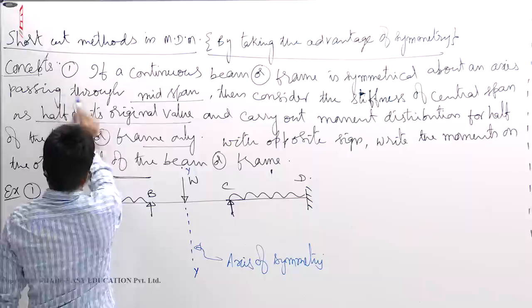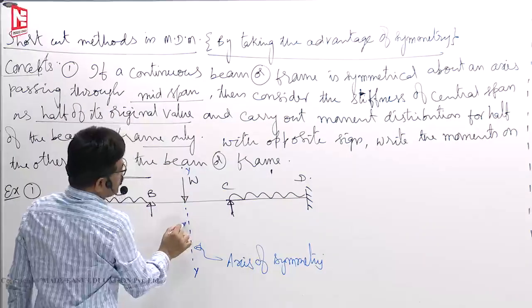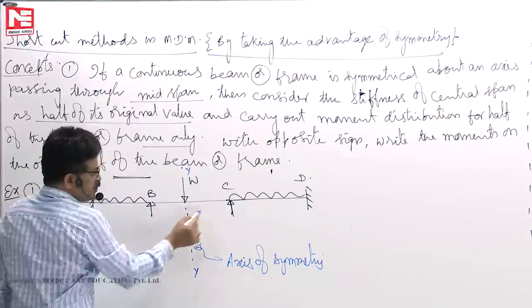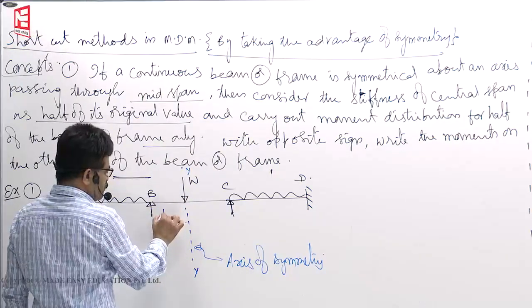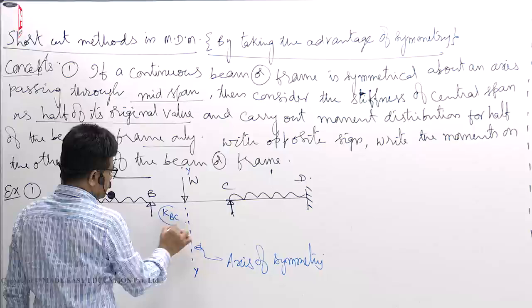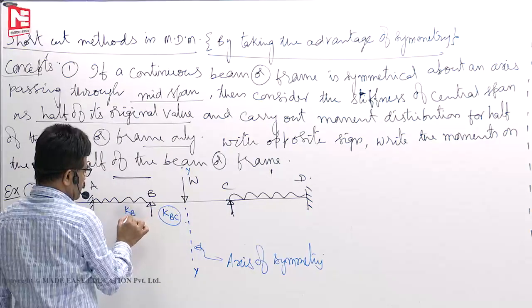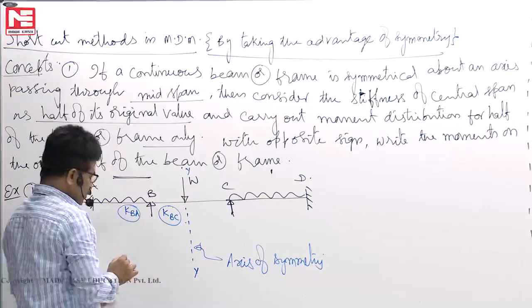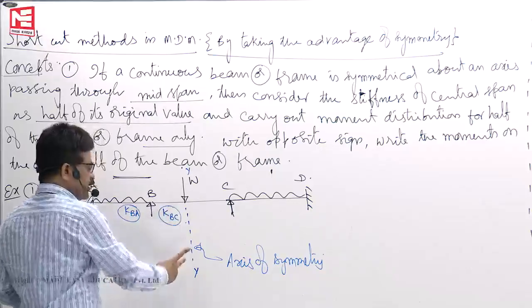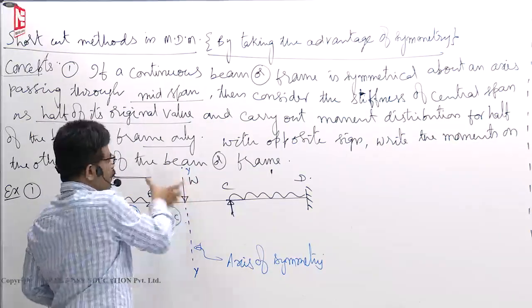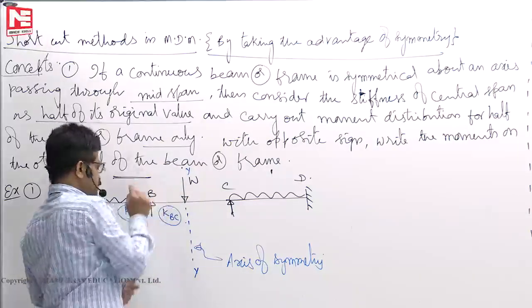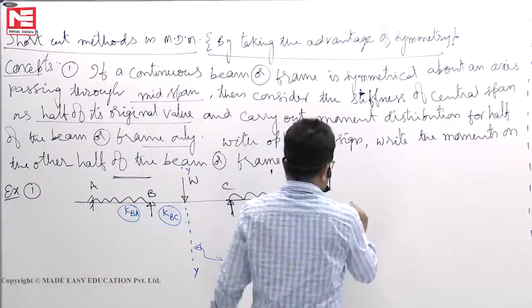If the axis of symmetry passes through midspan like this, then consider the stiffness of the central span as half of the original value. For this beam, the stiffness of BC is KBC and this is KBA. Now what we do is, we cut this beam, this BC span itself, we remove it and replace it with another beam like this.